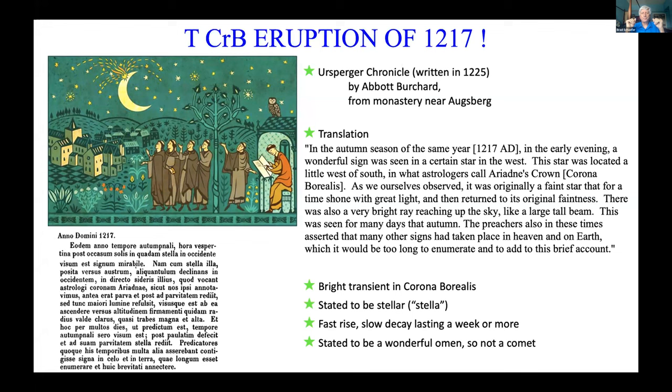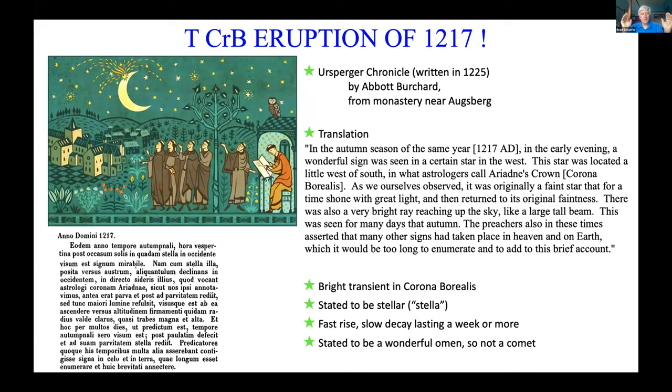Okay, there we go. There's actually kind of a weird other reason why we know this cannot be a comet. And that is because he calls it a wonderful sign, mirabile. And that's a word that Burchard uses in his chronicle only when talking about biblical signs, very positive signs. Whereas comets are universally, the world over, in all ages, seen as one of the worst omens you can possibly get.